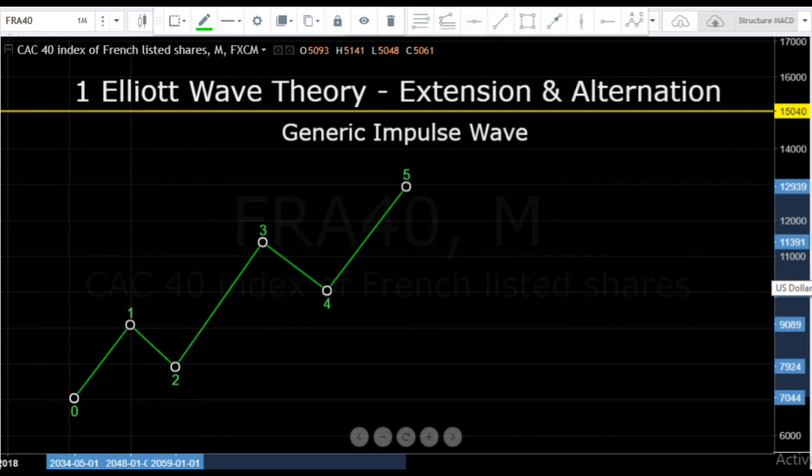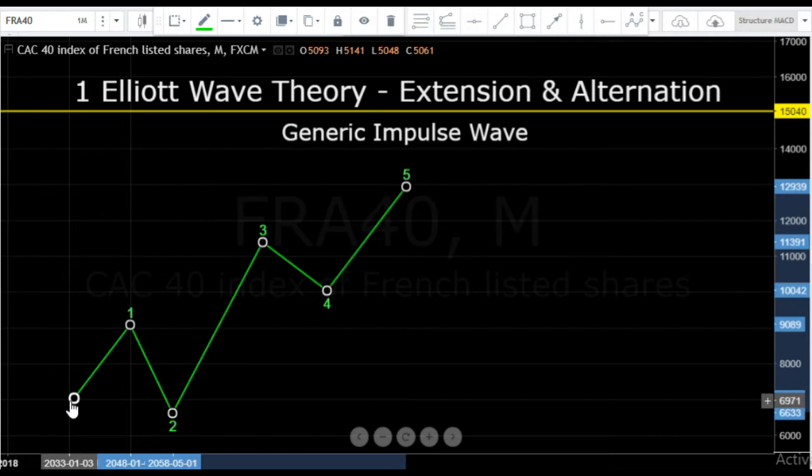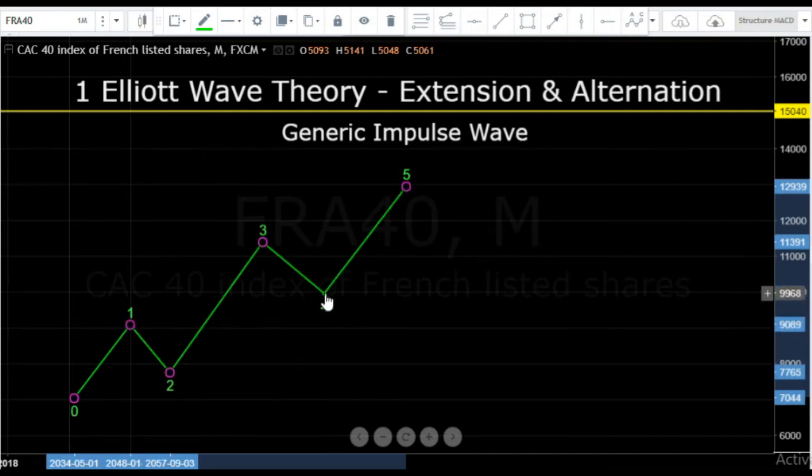Okay, so here we have our impulse wave, and so far we've learned Elliott's three rules. Rule number 1, wave 2 cannot extend below the start of wave 1. Rule number 2, wave 4 cannot overlap into the price area of wave 1. If that happens, we have a diagonal. And the third rule is that wave 3 can never be the shortest.